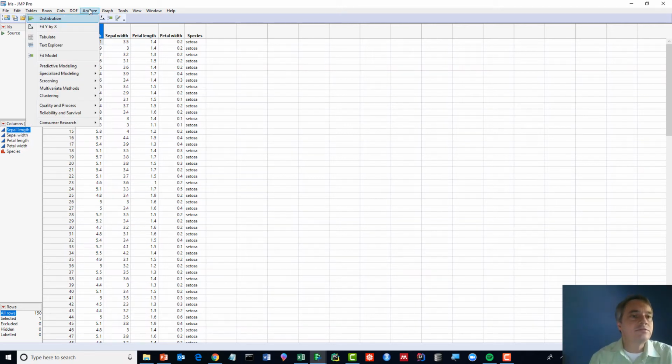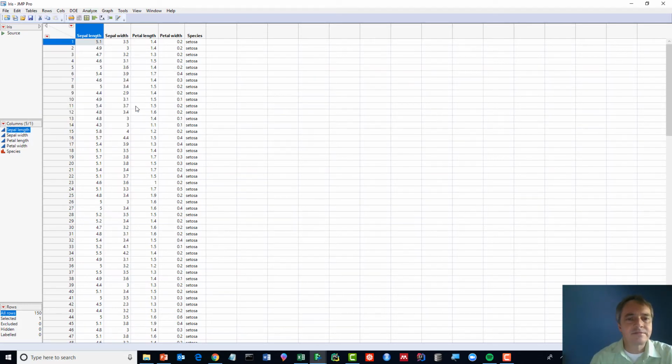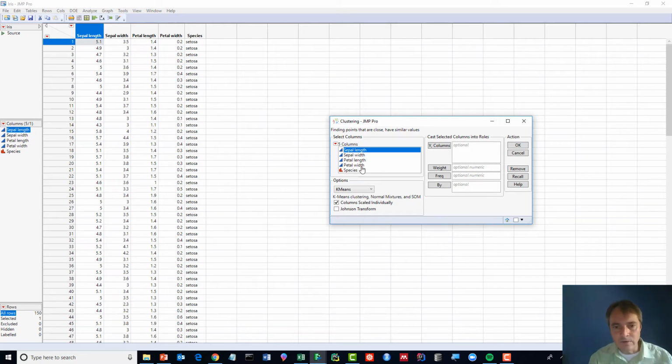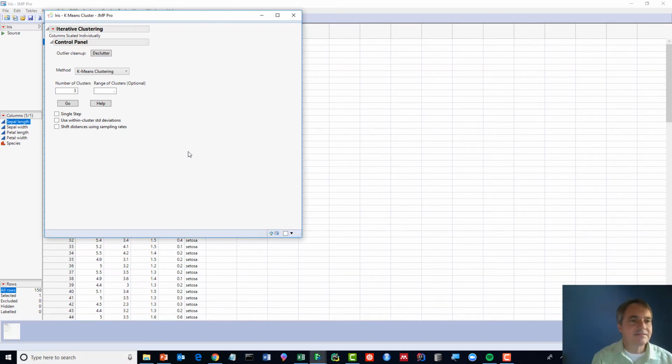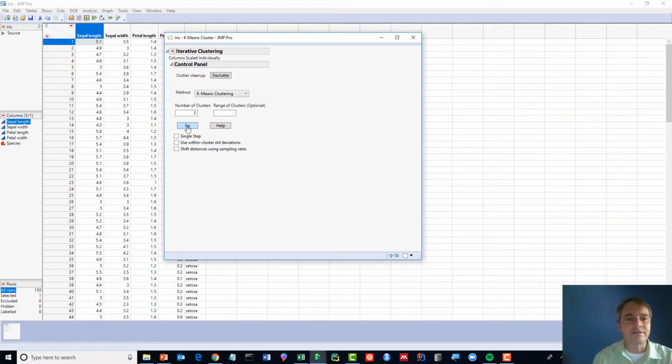If I come here to Analyze, under Clustering, K Means Cluster. I'm just going to take these 4. On the basis of just these 4, apply a K-means clustering and go ahead and cluster. I'm going to take a wild guess and say do 3. You have to put in a number, so you could put in 4 or 5 or whatever, but if I say I think these should cluster into about 3 different clusters, I'll just say go.